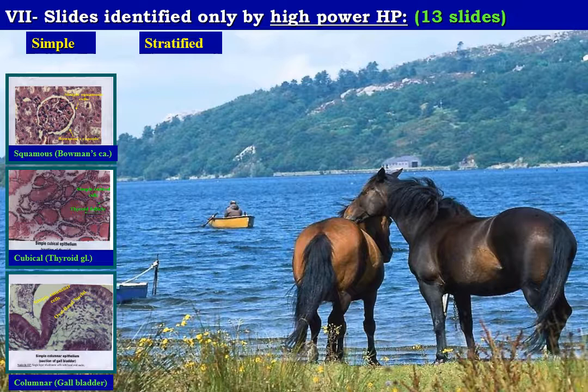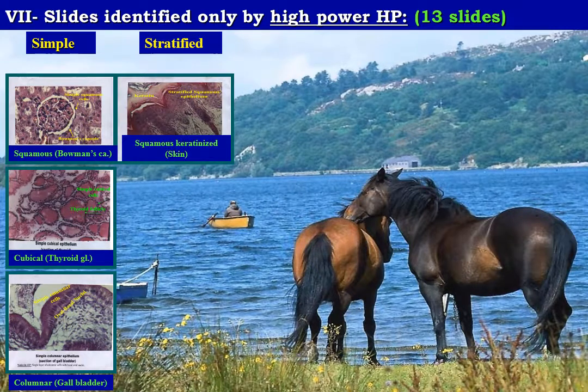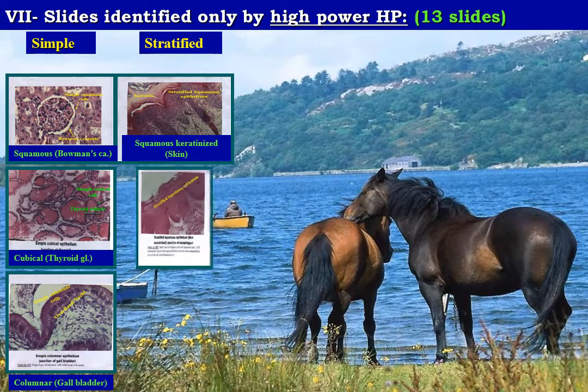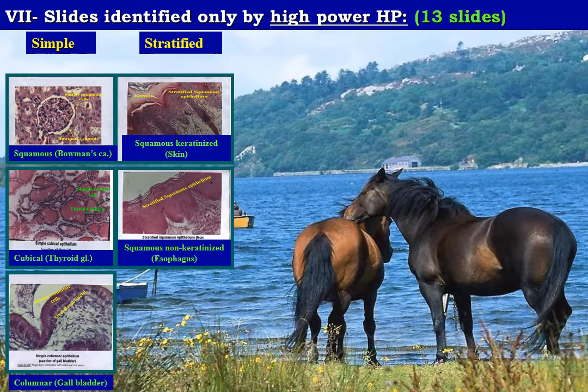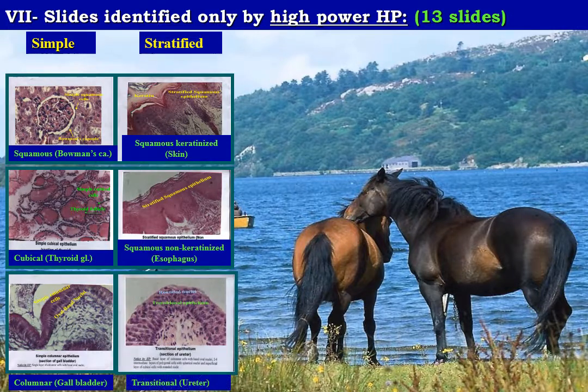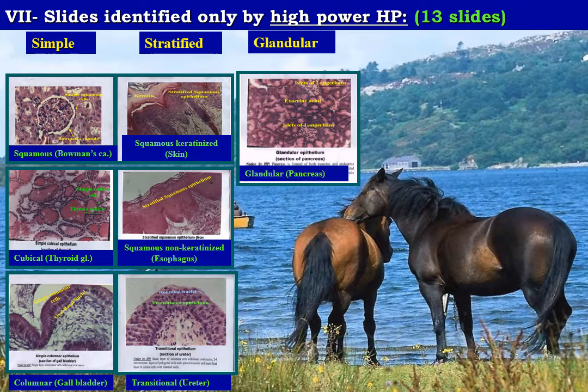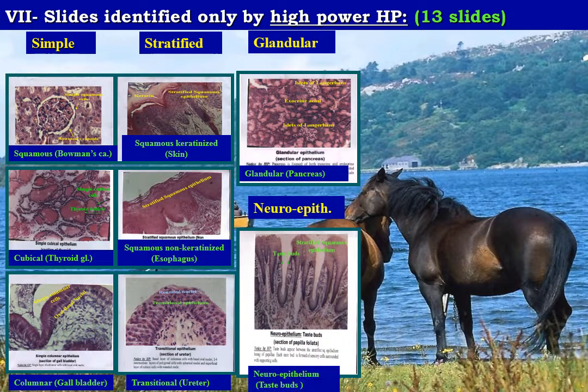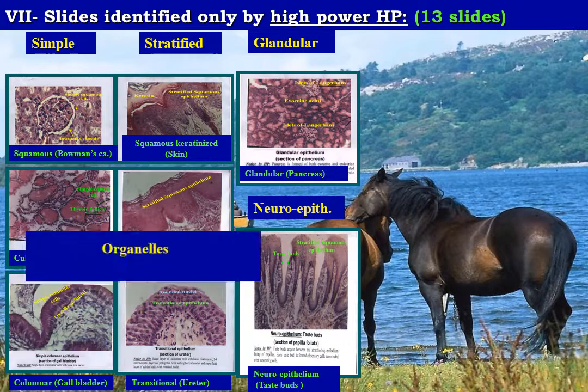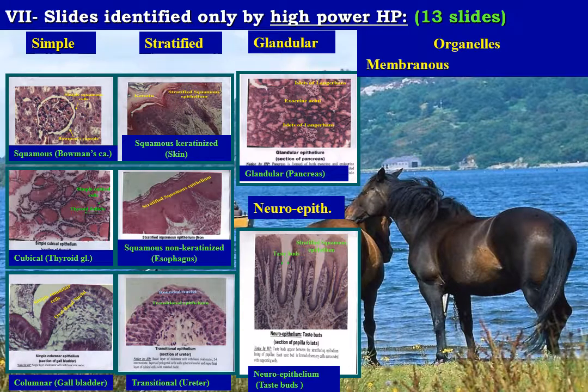Stratified epithelium is formed of several layers of cells. Stratified squamous keratinized epithelium, an example, the skin. Stratified squamous non-keratinized epithelium, an example, the epithelial lining of the esophagus. Transitional epithelium, an example, the epithelial lining of the ureter. Glandular epithelium, an example, the pancreas. Neuroepithelium, an example, taste buds in the tongue.